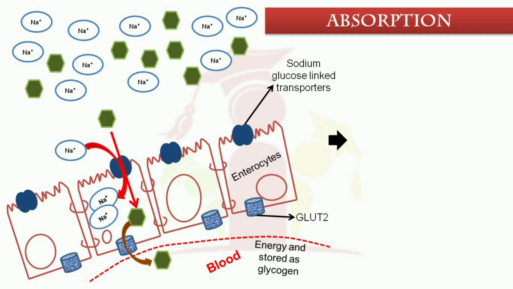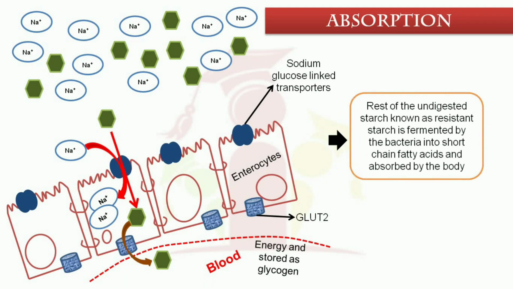Now some more starch remains undigested. The rest of the undigested starch, which is also known as resistant starch, is fermented by the bacteria of the gut into short chain fatty acids and absorbed by the body.